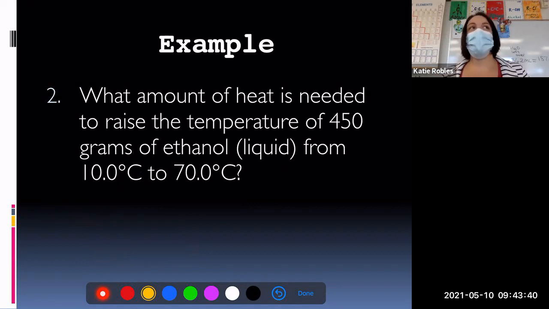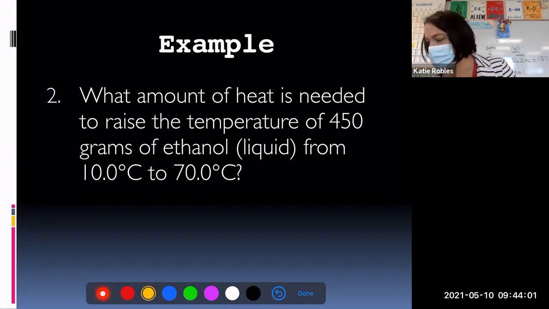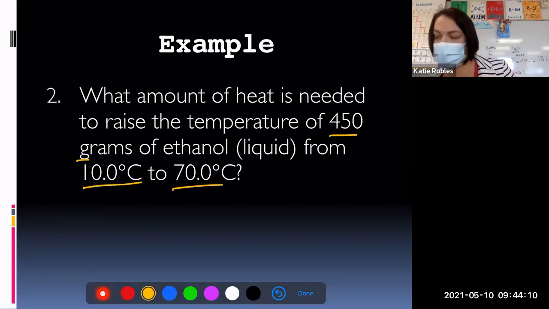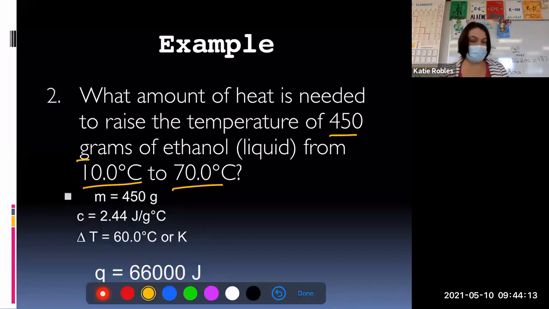Here's another example. It's kind of just the same thing over and over again. However, I will take away different variables. Sometimes I'll say, what is the heat added? Sometimes I'll give you the heat and I'll say, what's the specific heat of this mystery substance? So you'll have to find those. So this says what amount of heat is needed to raise the temperature of 450 grams of ethanol, and this is liquid ethanol, it specifically says that, from 10 degrees to 70 degrees, right? So we've got a delta T of 60 degrees Celsius. The C value, I found it on the chart, is 2.44, and the mass is 450 grams.